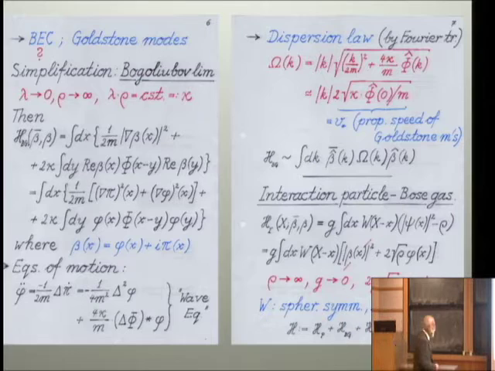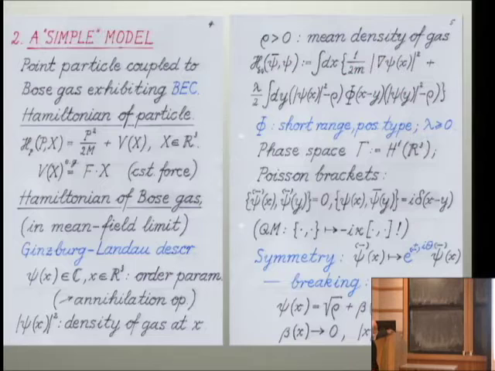Now, this interacting Bose gas is still a little hard to analyze, so let's simplify a little bit. We consider the Bogoliubov limit of the Bose gas, and that's the following limit. You let the coupling constant of the two-body interactions tend to 0, and the density you let tend to infinity, and you keep the product lambda times rho fixed. Then the Hamiltonian of the Bose gas simplifies as follows. Remember, beta of x is the fluctuation around the square root of rho.